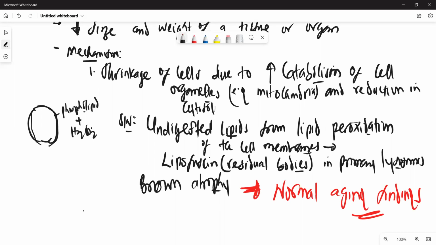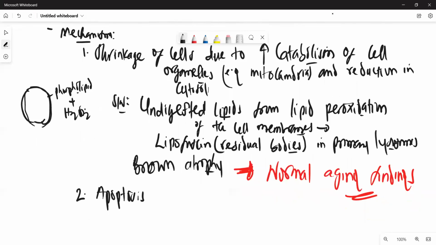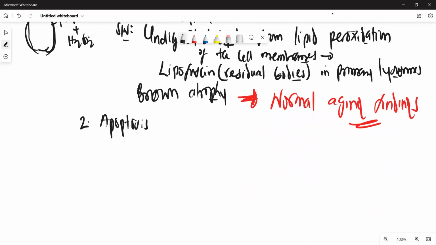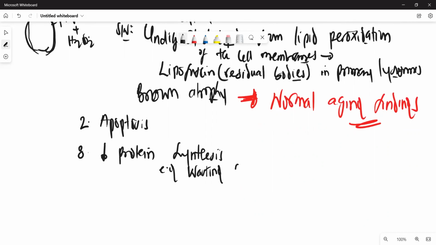Another mechanism of atrophy is apoptosis, which is programmed cell death, which we'll talk about later. Third mechanism is decrease in protein synthesis. So there's a decrease in protein synthesis. Example, the case of muscle wasting syndrome in cancer patients.